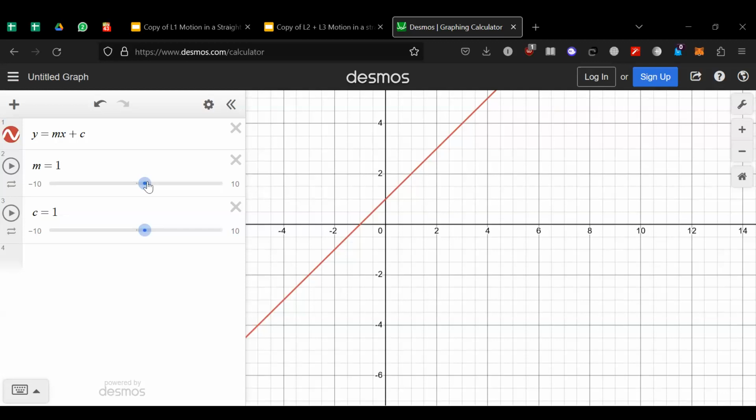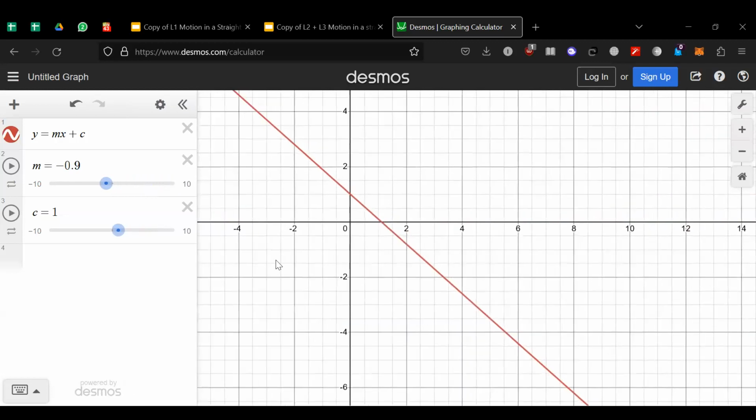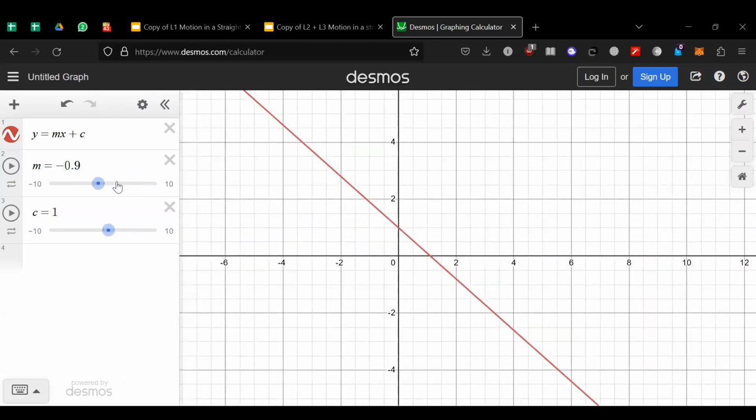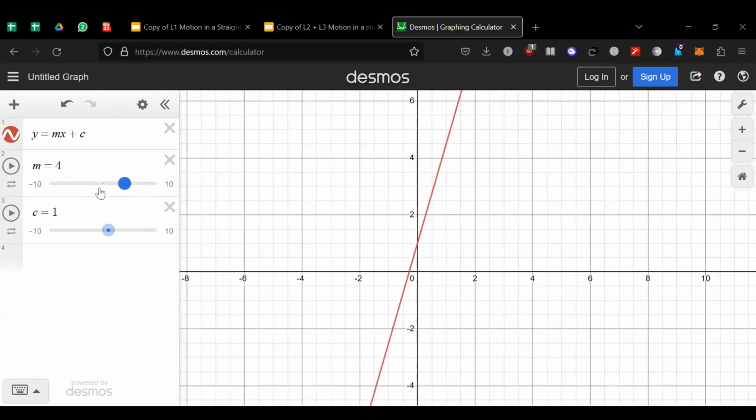Okay, now what does m control? M is the slope of this line. So if you change the value of m, let me pull this a little bit bigger. If you change the value of m, it is going to change the slope of the line. What does c control, guys? C is the value of the intercept. It controls where the line intersects the y-axis. So you can see as I move the value of C, the line is intersecting y-axis at different locations.